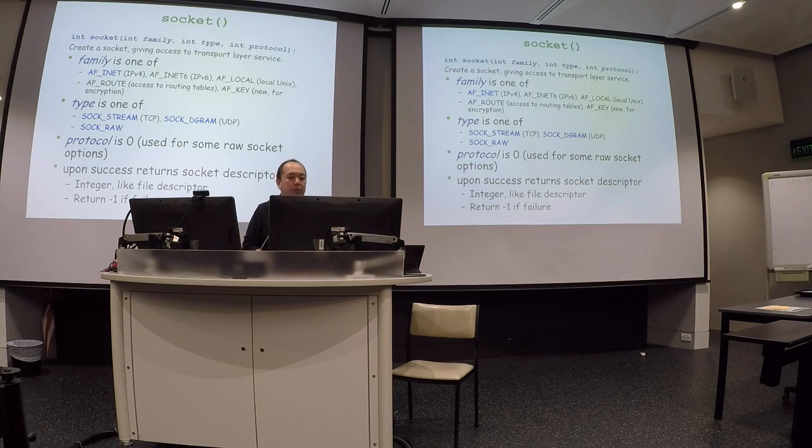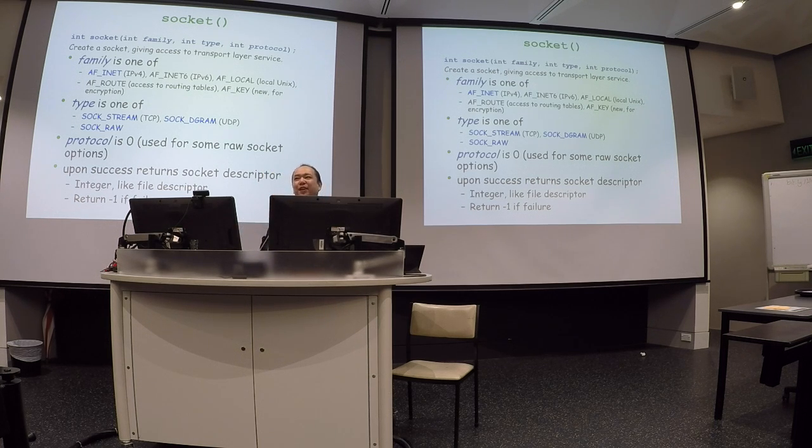So again, it's very similar to any other system calls. The socket function is a system call. So if it is successful, it will give you an integer, which is a descriptor for a newly created socket. On the other hand, if it is not successful, then it will return you -1. So you can check.